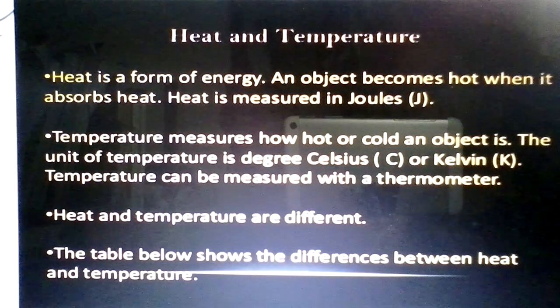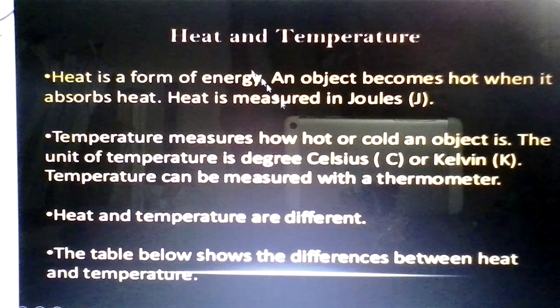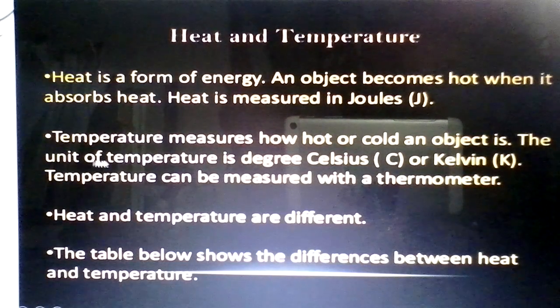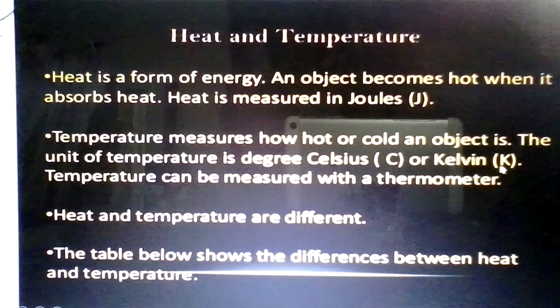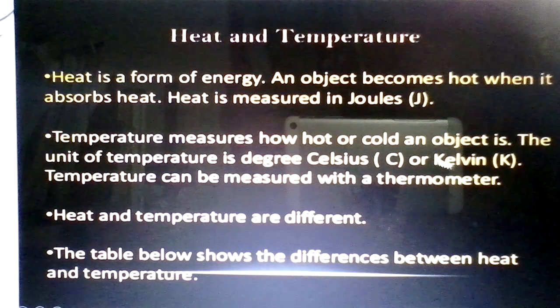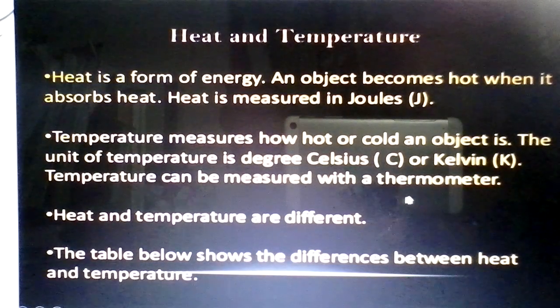Okay? Temperature measures how hot or cold an object is. The unit of temperature is degrees Celsius or Kelvin. The SI unit we use is Kelvin. Temperature can be measured with a thermometer.